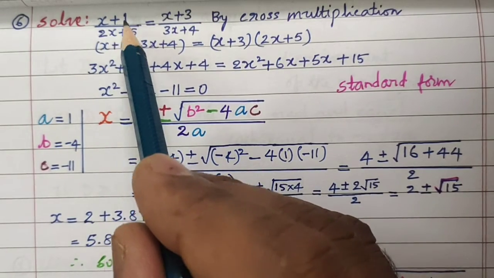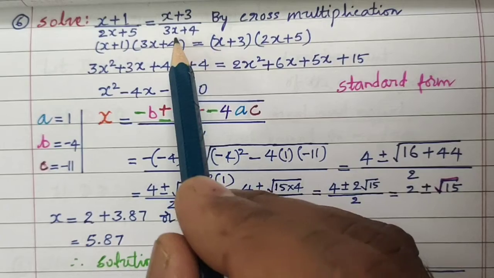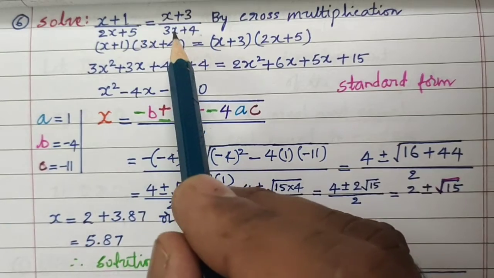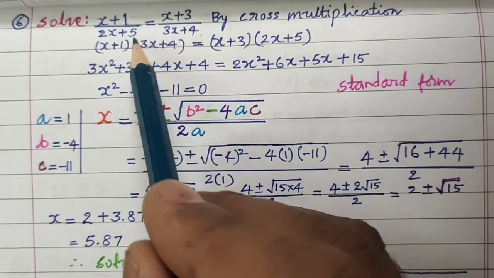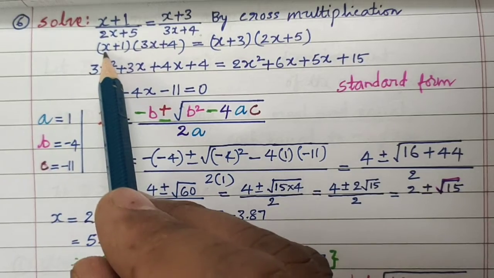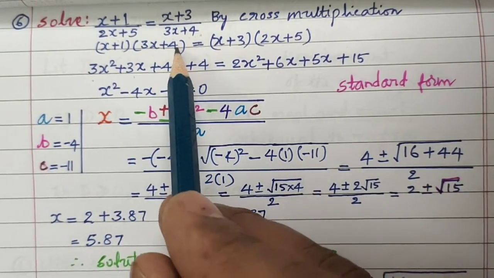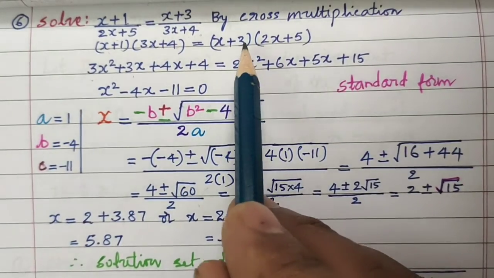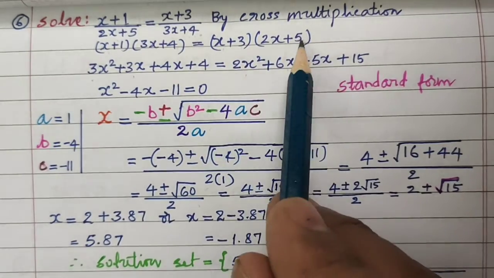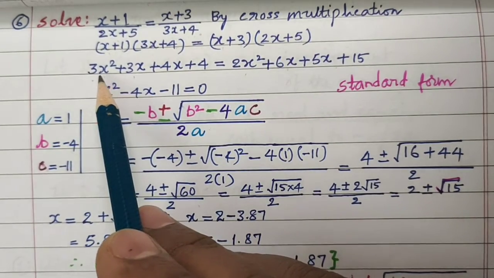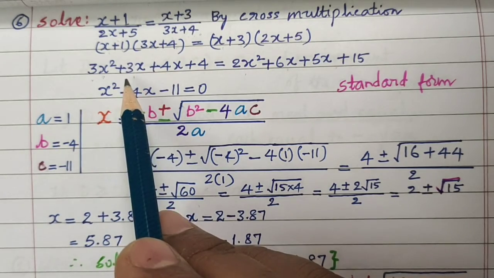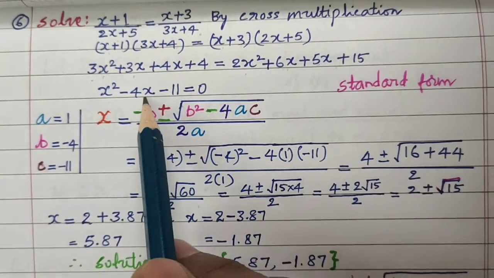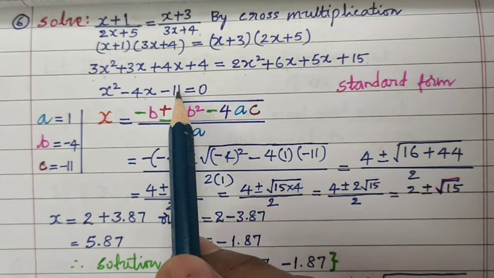Solve (x plus 1) divided by (2x plus 5) is equal to (x plus 3) divided by (3x plus 4). By cross multiplication, (x plus 1) into (3x plus 4), (x plus 3) into (2x plus 5). Cross multiply: 3x into x is 3x square, 3x into 1 is 3x, plus 4x, plus 4 into 1 is 4, that is equal to 2x into x, 2x square, 2x into 3 is 6x, 5 into x is 5x, 5 threes are 15. Bring all these things to the left hand side. 3x square minus 2x square is x square, 7x minus 11x is minus 4x, 4 minus 15 will become minus 11, is equal to 0.